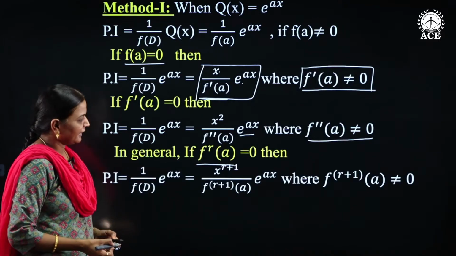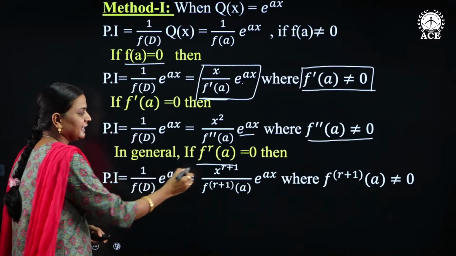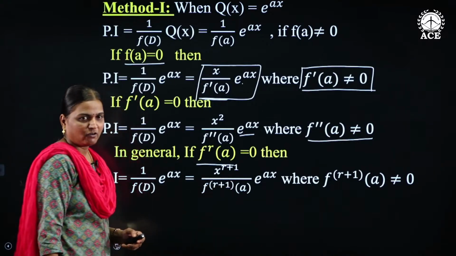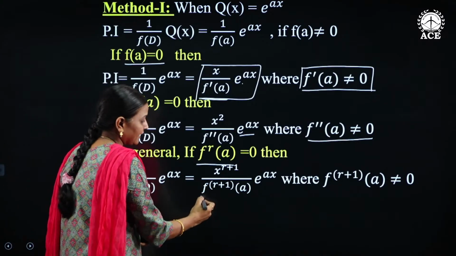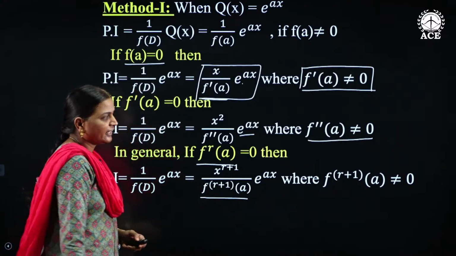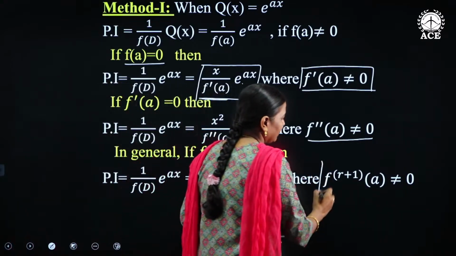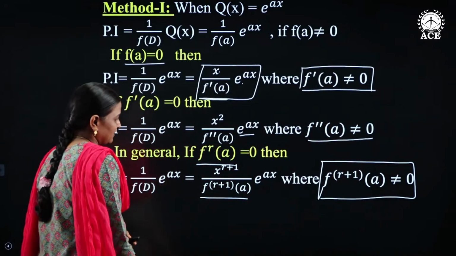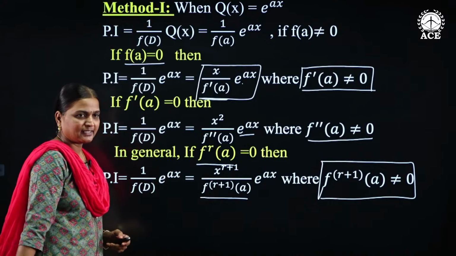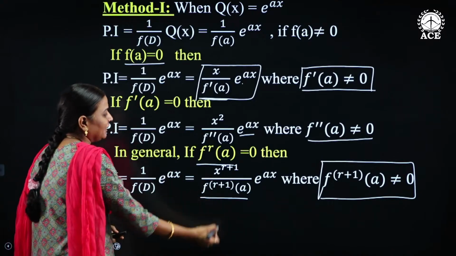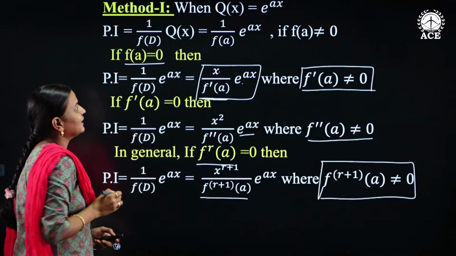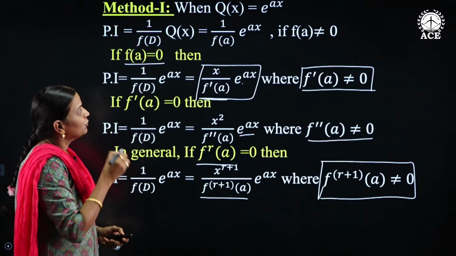How to write the particular integral? The particular integral can be written as x to the power r plus 1 by the r plus 1th derivative of f of a into e power ax. Here also, provided the r plus 1th derivative of f of a is not equal to 0. This is the procedure. That means continue this procedure until the denominator is non-zero. So this is the procedure to find the particular integral when q of x is equal to e power ax.